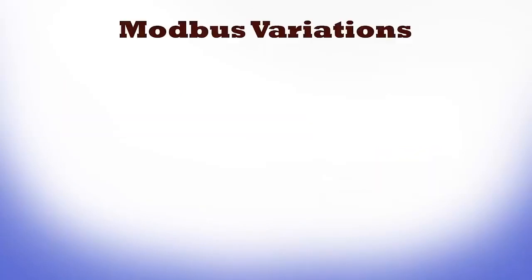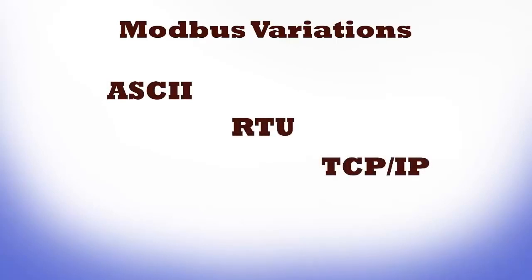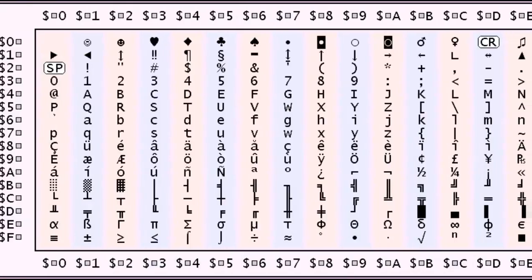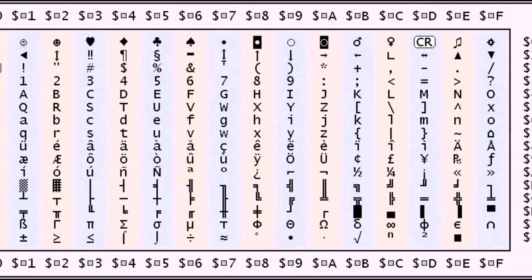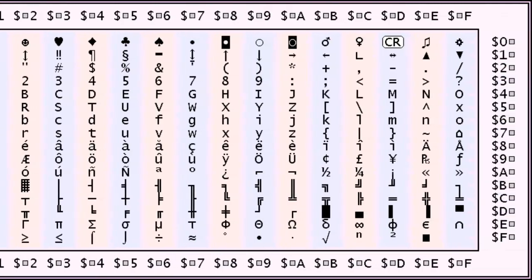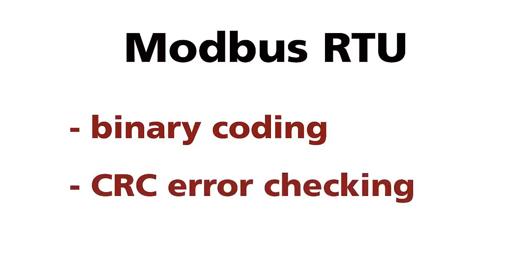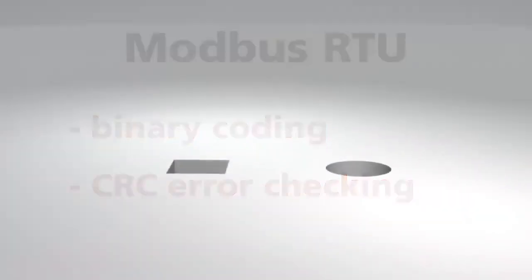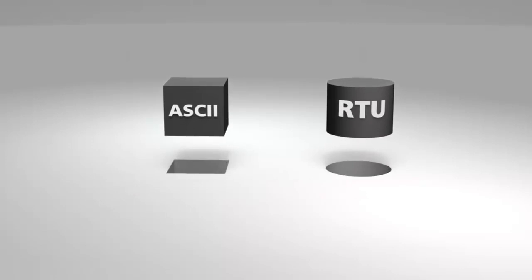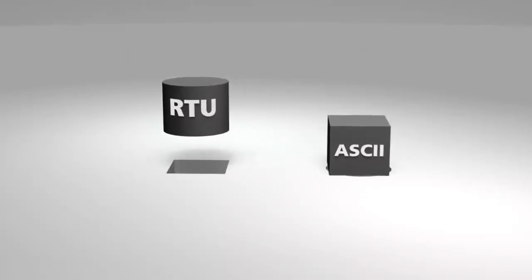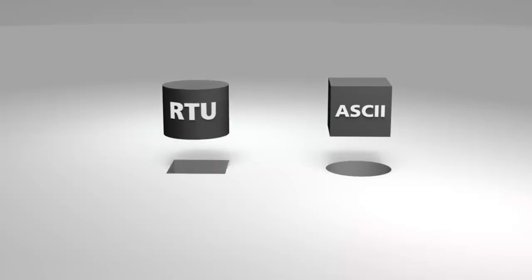There are three major types or variations of the Modbus protocol: Modbus ASCII, Modbus RTU, and Modbus TCP/IP. Modbus was originally developed using ASCII characters to encode messages, and this version of the protocol is still in use today. Modbus RTU is, by far, the most common implementation, using binary coding and CRC error checking. The two modes are incompatible, so a device configured for ASCII mode cannot communicate with one using RTU.